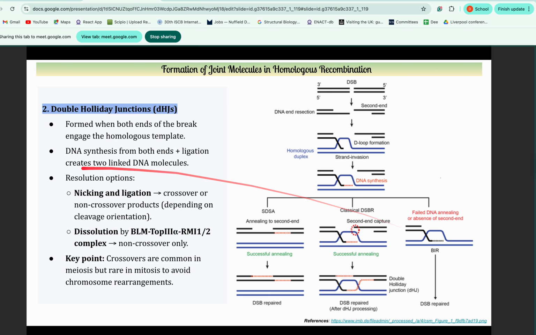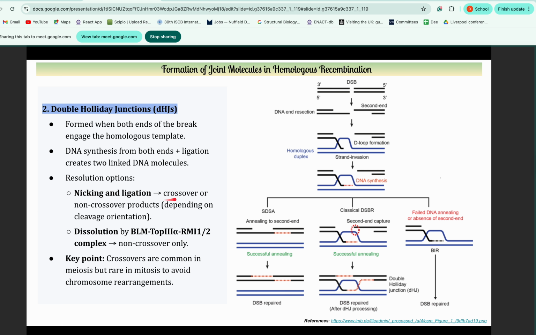So in this case of double Holliday junctions, both the broken ends engage in the homologous template synthesis, in which a double Holliday junction like structure is formed, and nicking and ligation.